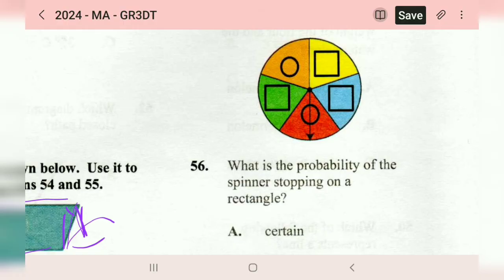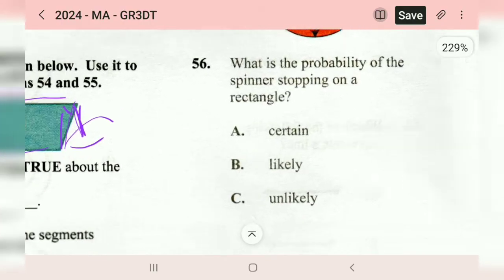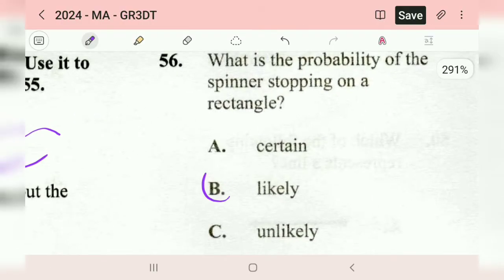What's the probability of the spinner stopping on a rectangle? How many rectangles are there? 1, 2, 3 out of 5. So that's very likely that it's going to stop on a rectangle. Very likely.